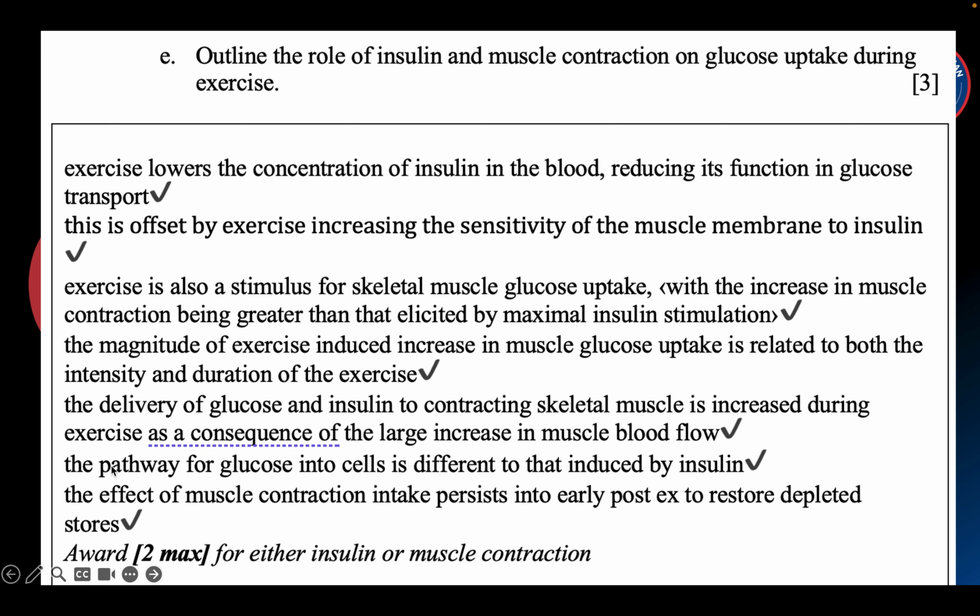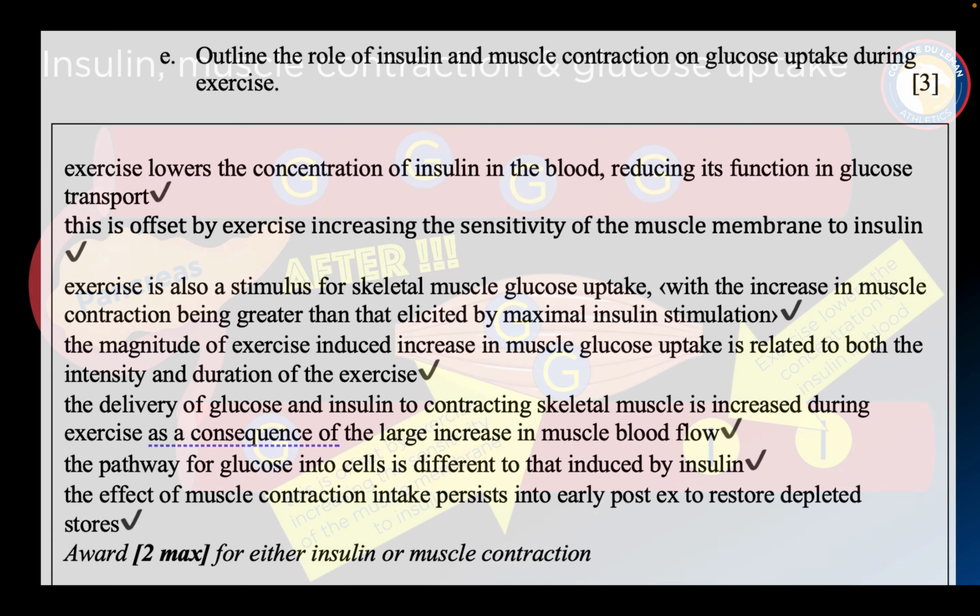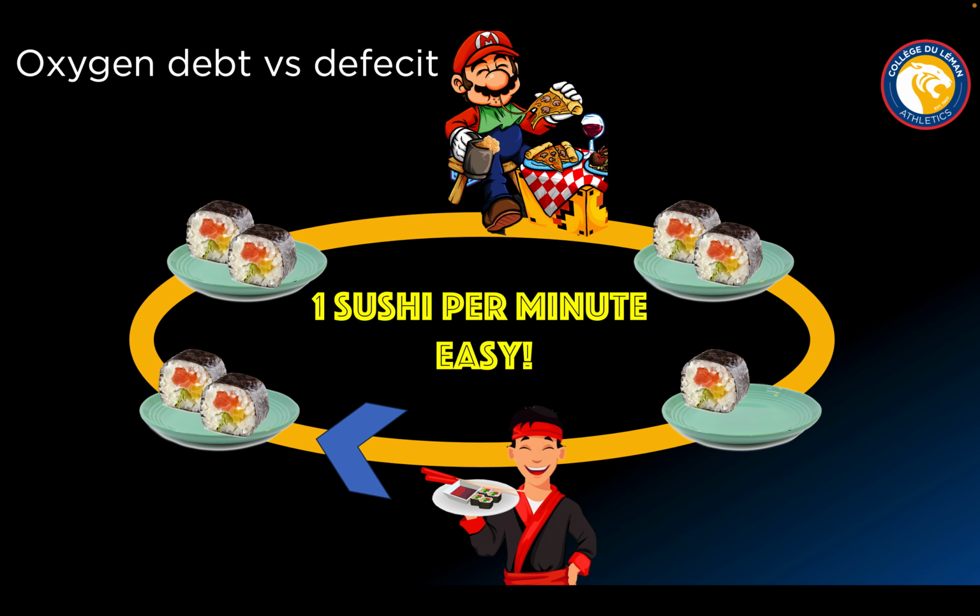Blood flow is also a thing. Remember that bridge pathway for glucose into cells is different to that induced by the insulin, by the little girl having the keys to get across the road. And the effect of muscle contraction on glucose uptake persists into post-exercise to restore depleted stores. A little bit more on that later on as well. Maximum 2 for insulin or muscle contraction out of 3 though, so not too bad. So we've got to look at both of them. So I think though we could answer with all of them.